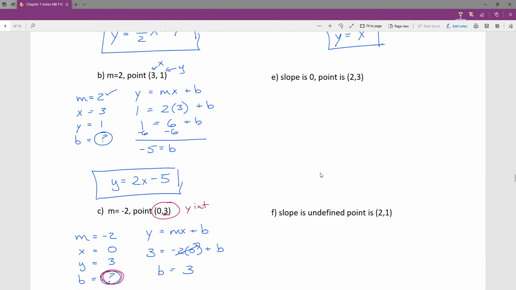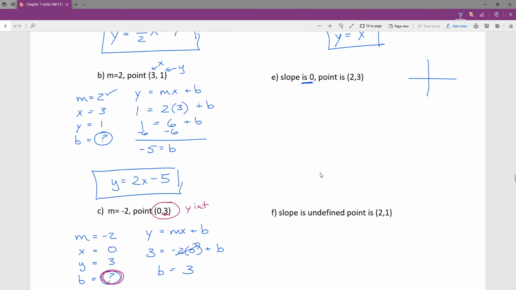The last two, hopefully you're starting to anticipate the oddballs. I always make sure that I roll them into every single new thing that we learn. And so this one says that the slope is 0. As soon as you see that the slope is 0 on something, there should be some alarm bells going off. The 0 slope was for the horizontal lines.